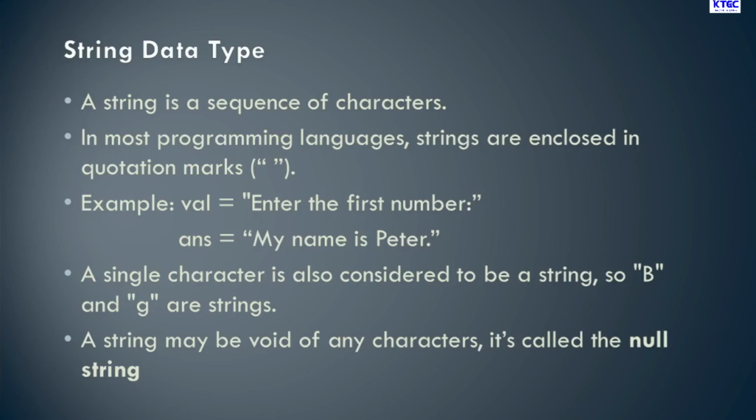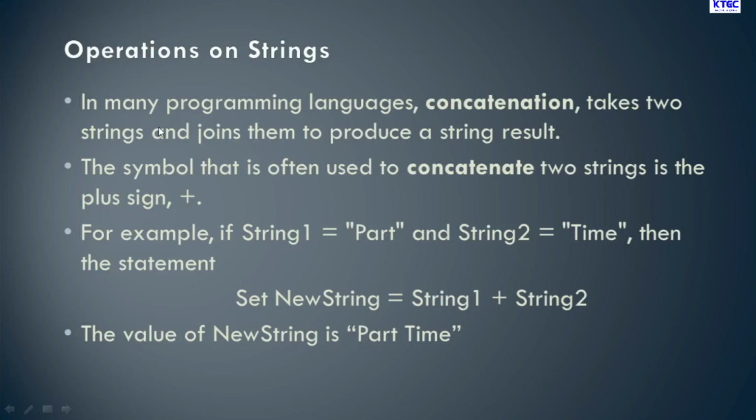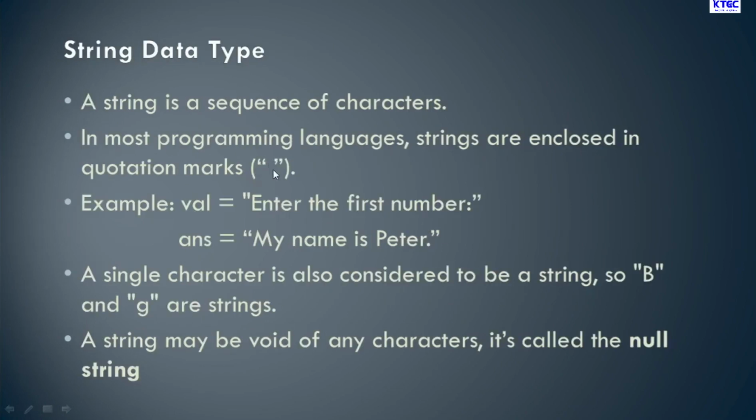In most programming languages, strings are enclosed in quotation marks like this. So whatever is written in between here becomes what? A string. So basically that is that. Example, val is equal to enter the first number. So this is an example of a string. Answer is equal to my name is Peter. So whatever you enter here becomes what? A string. So basically that is that.